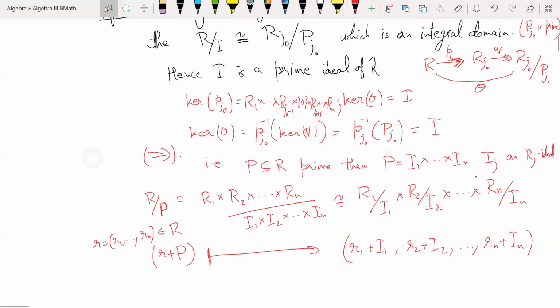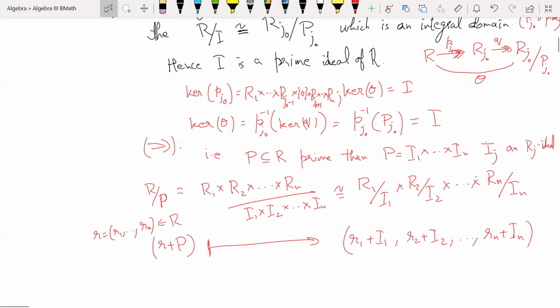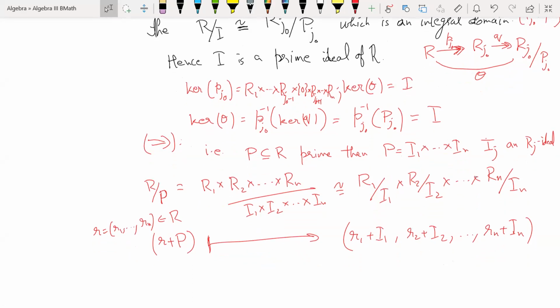So this is the map, and the map from this to this is going to be surjective and injective, because the kernel is exactly P. So this is an isomorphism, and so R mod P is isomorphic to this. So for this to be a prime ideal, R1 mod I1 is going to be an integral domain when... So for this to be an integral domain, all the factors except one must be 0.